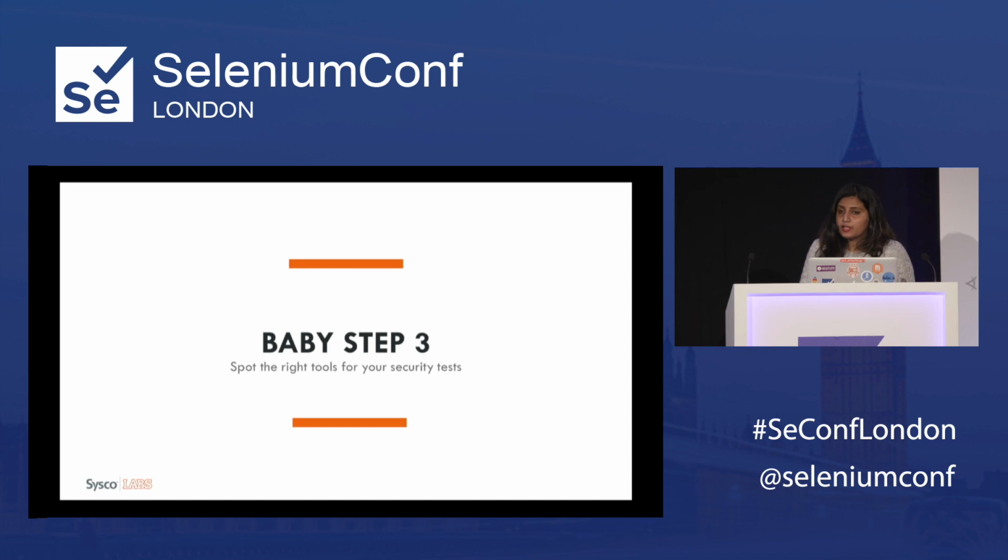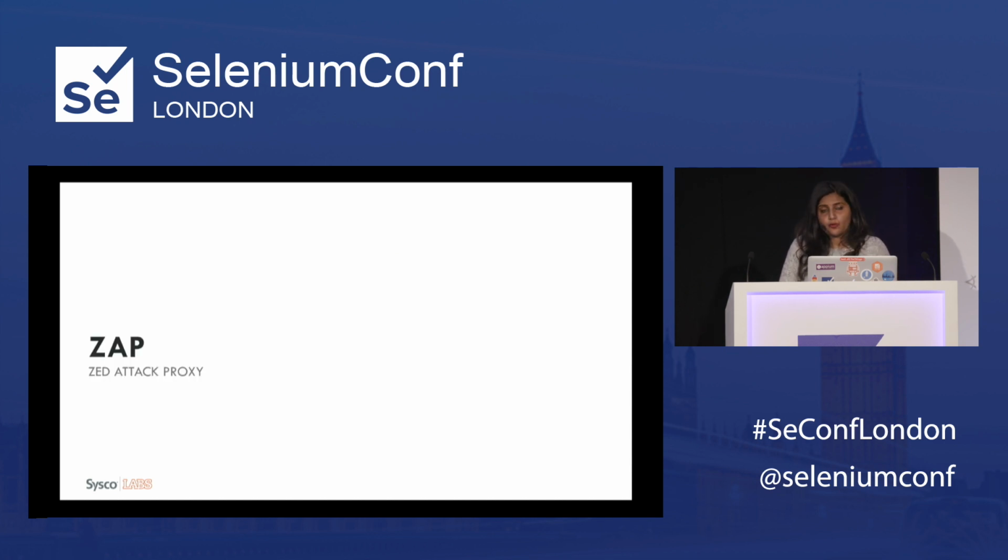Step 3, spot the right tools for your security tests. So today, I'm going to talk about an open source tool. We do use some paid tools as well. But for those who are starting, initially getting your stepping stones into security testing, this particular tool is quite helpful. So ZAP, the Zed Attack Proxy. I'm going to demonstrate how we can use this and run some tests with our existing automated scripts.